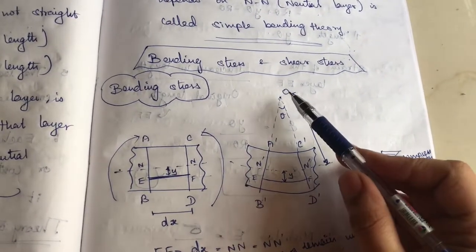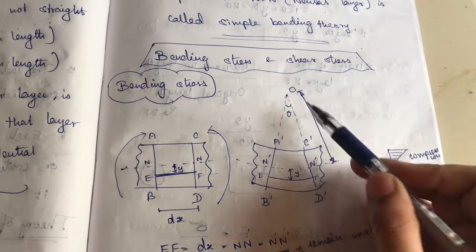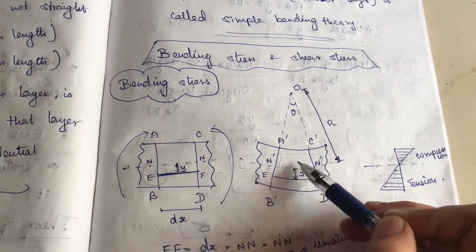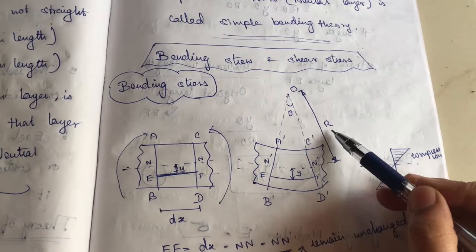Okay, so the angle between these two sections is theta, and then the radius from O to this point N, the neutral axis. So O to the neutral axis will be R.